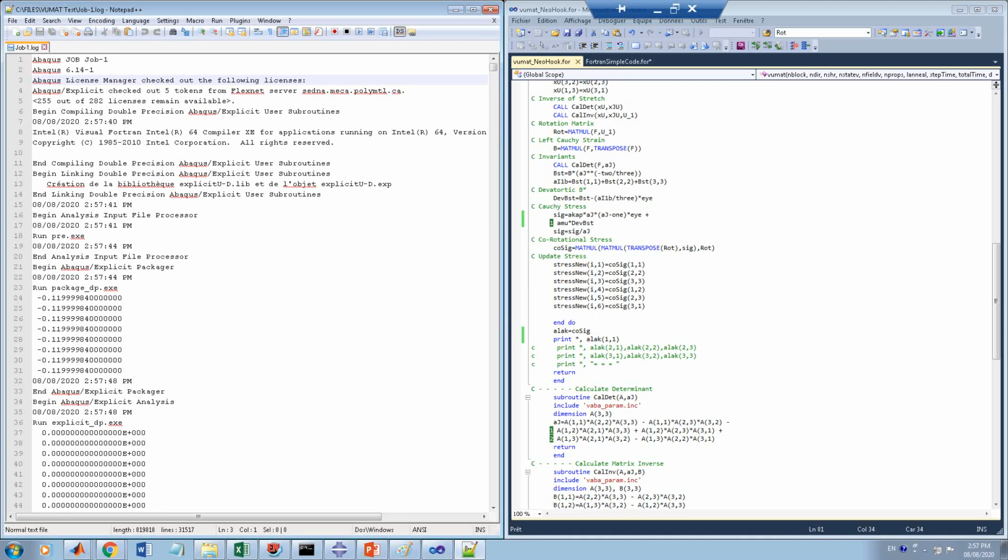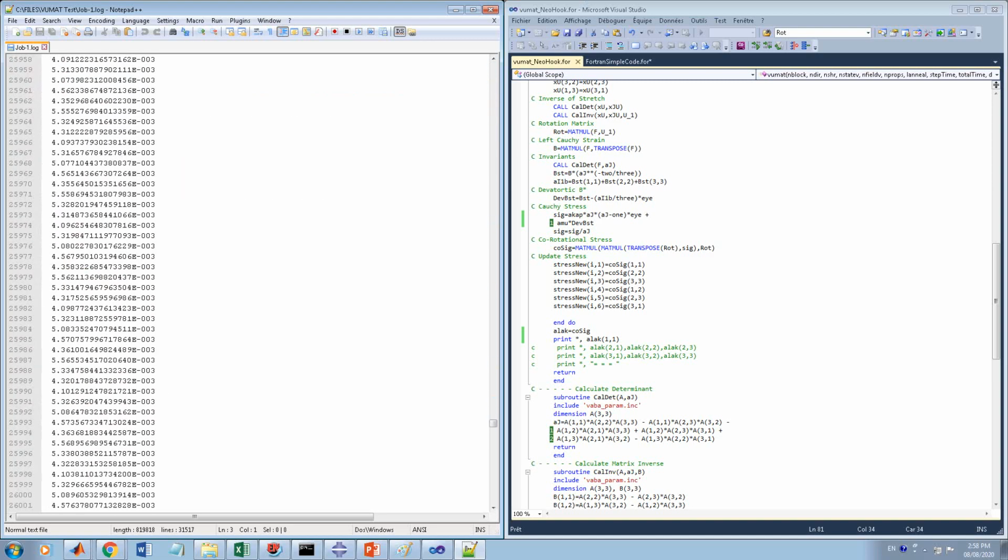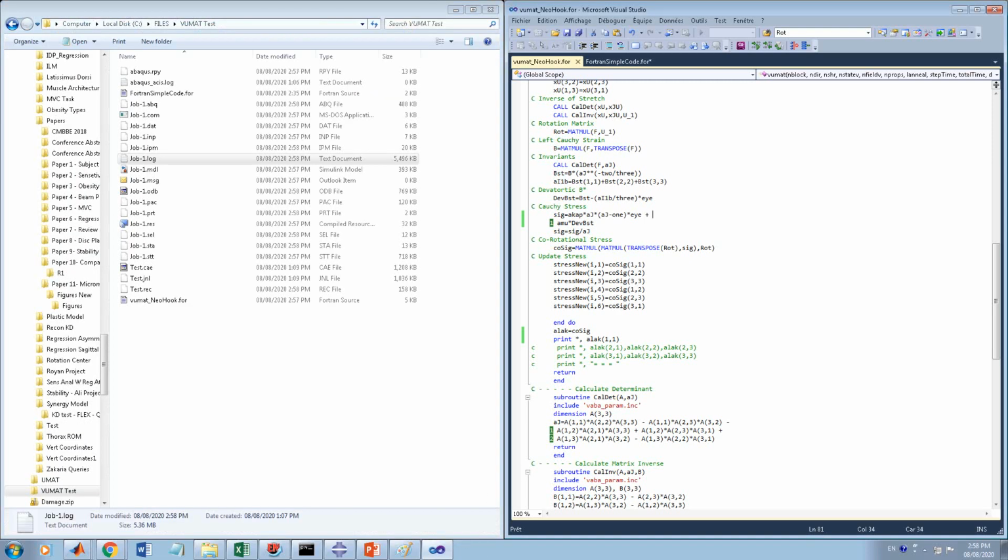So yeah, you can see that it is written. The first components of the stress, you can see it. So if you want to write down something, you use print star something, whatever you want to write down, and you can see it in the job. You can see it in the log file.